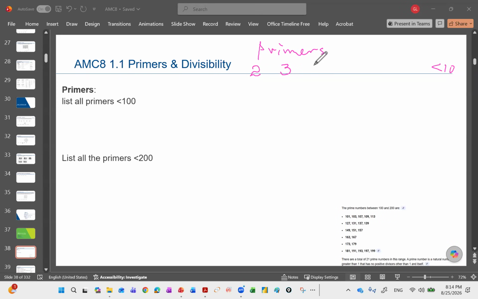1, quickly. 2, 3... 1 is not prime. It's only one number, 1 and 1. So this one is not prime, okay? Then 2, 3, 5, 7, and 9.